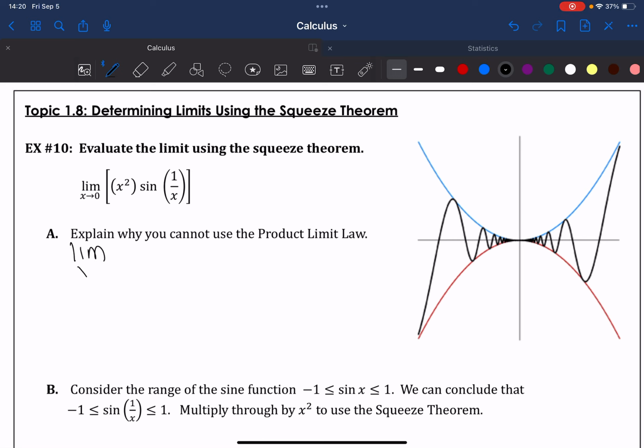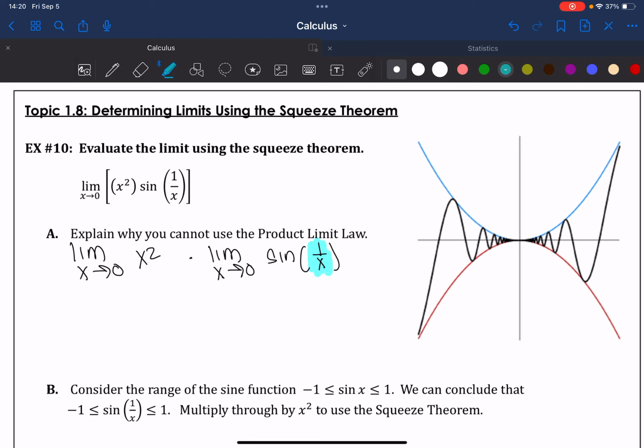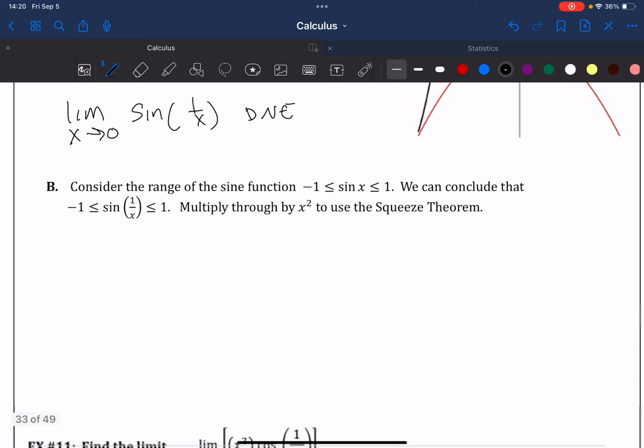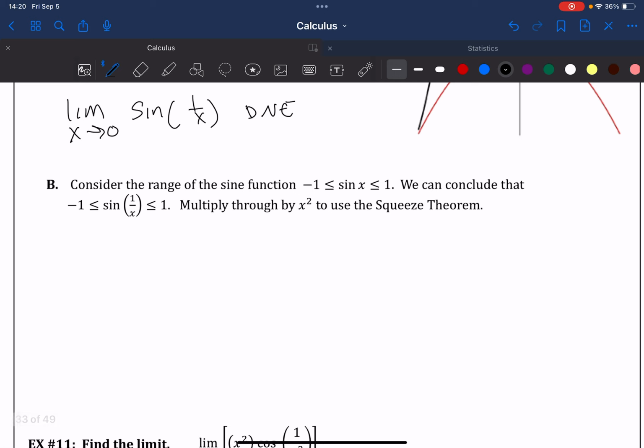So why can't I do the limit as x approaches 0 of x squared times the limit as x approaches 0 of sine of 1 over x? Well, the answer to that is simply this part. If I plug in 0 with direct substitution, I get 1 over 0, which is undefined. I cannot find sine of undefined. So we would say we can't use this because the limit as x approaches 0 of sine of 1 over x does not exist. We can't divide by 0. So that's why we have to go and use the squeeze theorem.